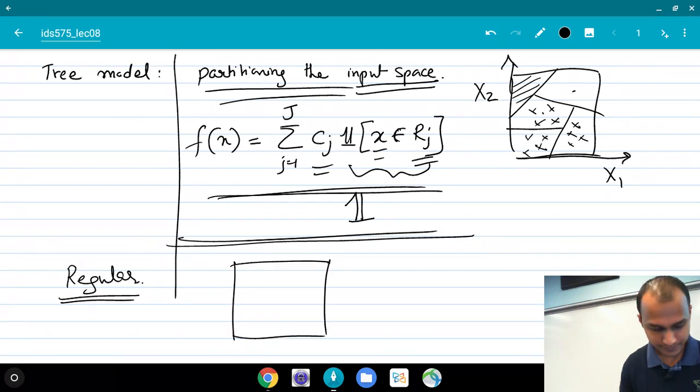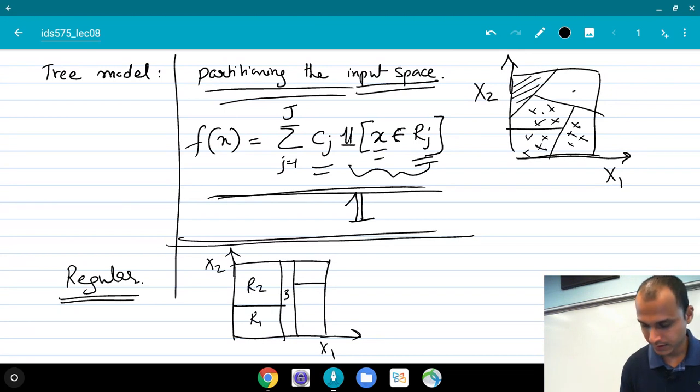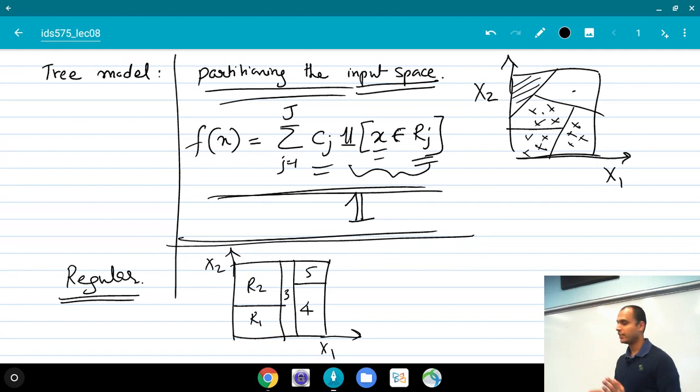Here is an example. x1, x2, region 1, region 2, region 3, 4, and 5. These are the 5 regions, and it's a regular pattern. The boundary of the partition element, let's say the 4th region, is aligned with the y-axis, and one of the boundaries is aligned with the x-axis.